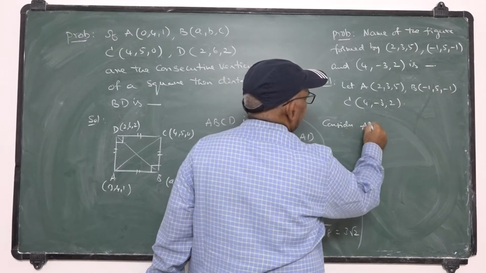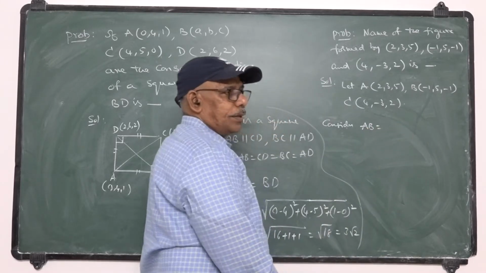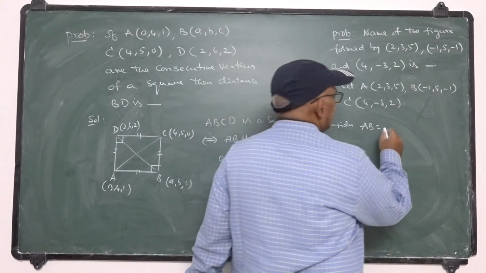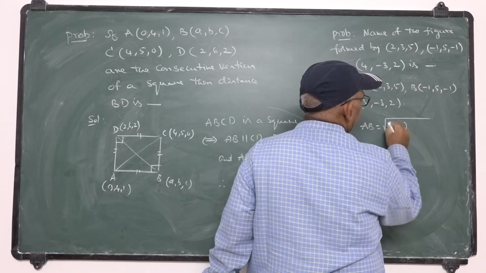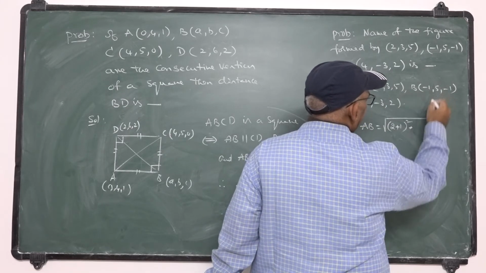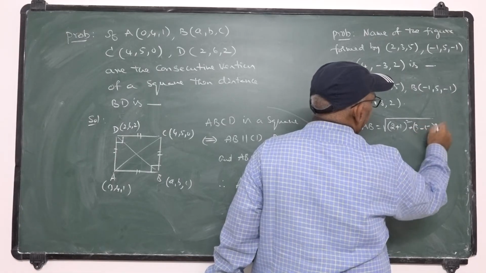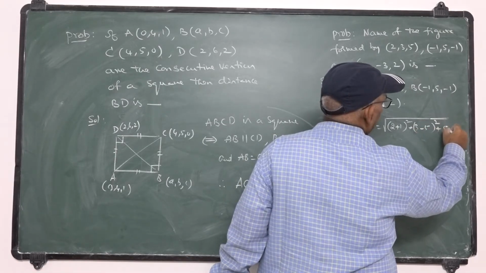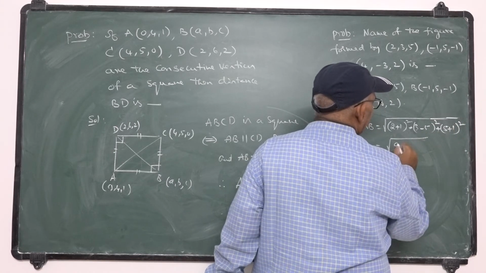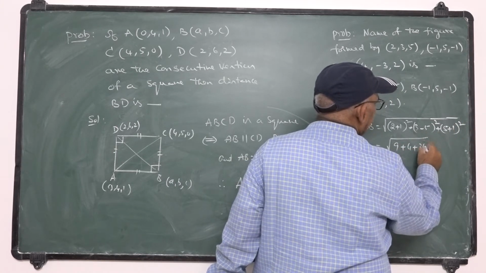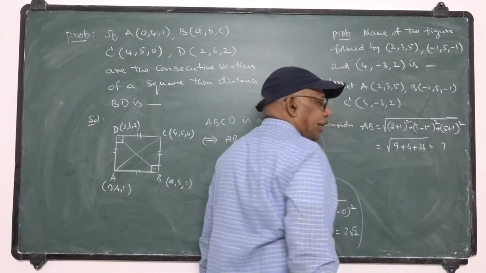AB is the distance, square root of (2 minus (minus 1)) whole square plus (3 minus 5) whole square plus (5 plus 1) whole square. That gives us 9 plus 4 plus 36, so root 49 gives us 7.